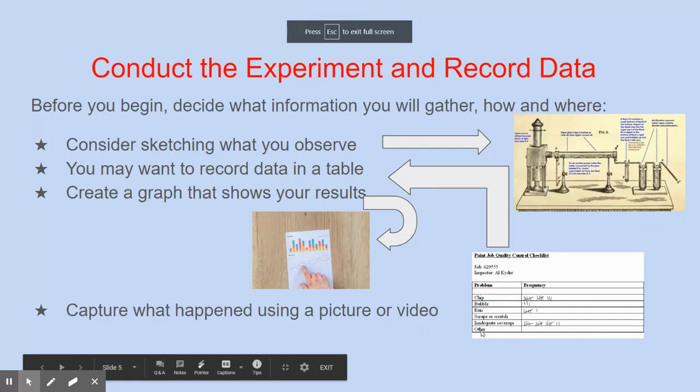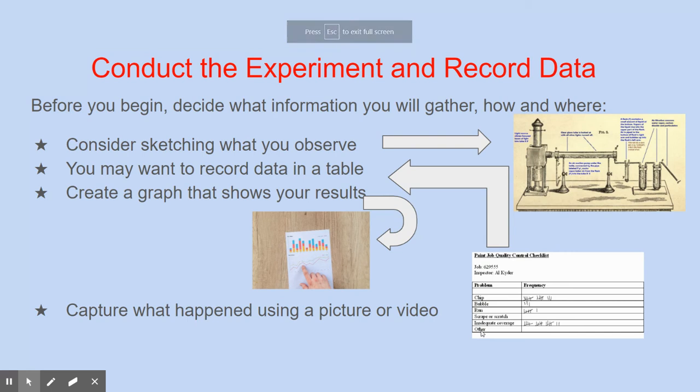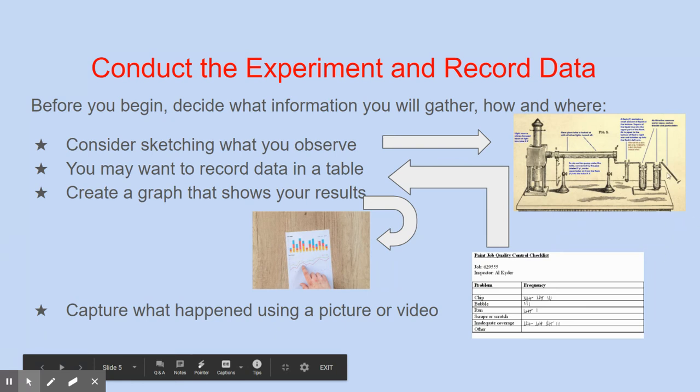Once you've figured out what your variables are and what you're testing, and you've got your tools and you've set everything up, the last step is to conduct the experiment and record your data. Before you begin, you need to decide what information you're going to gather. You may want to sketch what you're seeing as it occurs. You may want to create a data table where you keep track of temperatures or the amount of time going by or how many times something occurs. You may want to draw pictures as line graphs or bar graphs. You may even want to use video or a picture to capture what has happened.